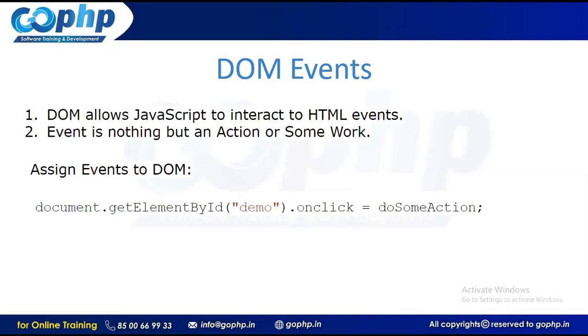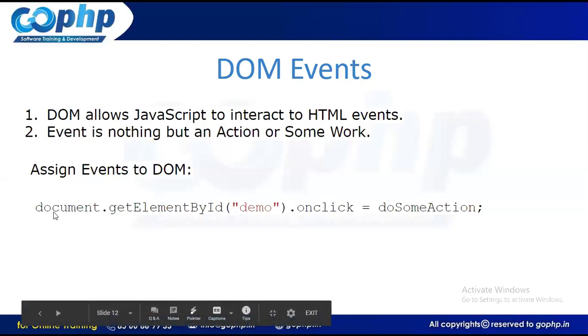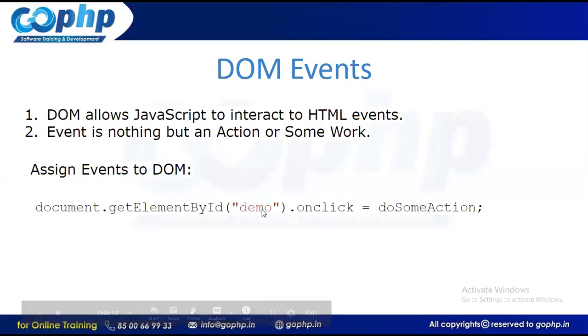Generally, if you have 10 anchor tags in a document, you write onclick, onclick, onclick 10 times, on every anchor tag. But how can we assign an event based on the DOM? This is the way, guys. Can you see the line I have written here? document.getElementById, where demo is an ID, dot onclick: on that element, do some action, some JavaScript function I am firing here.